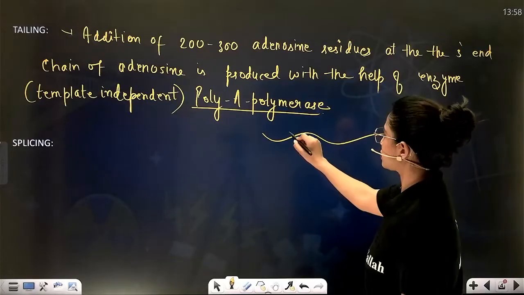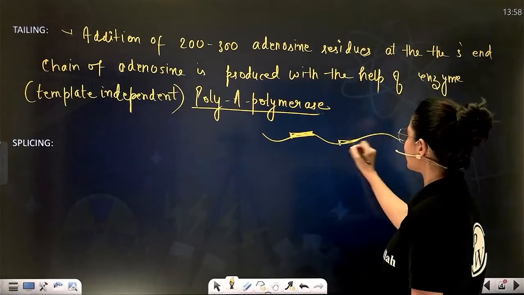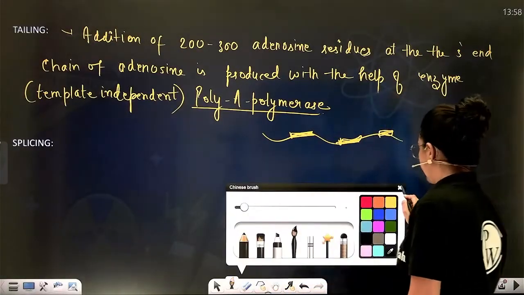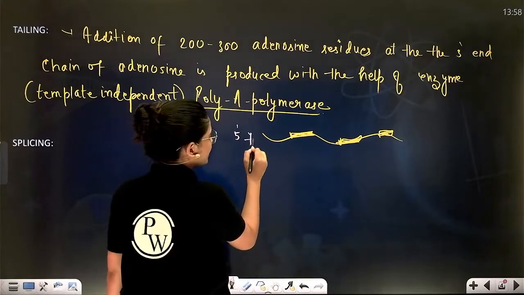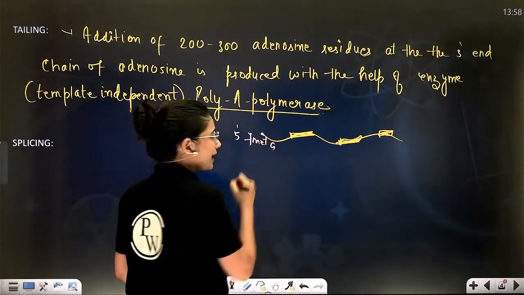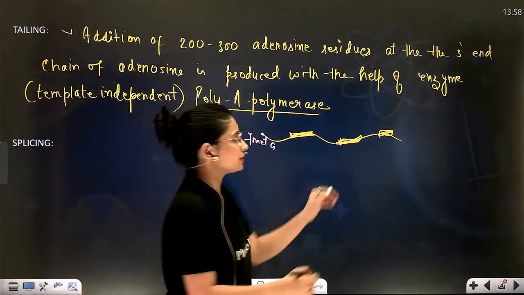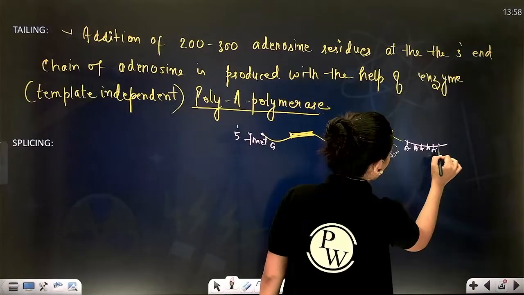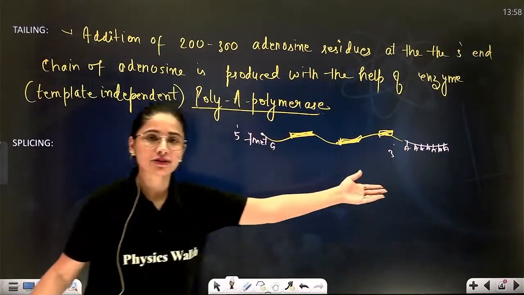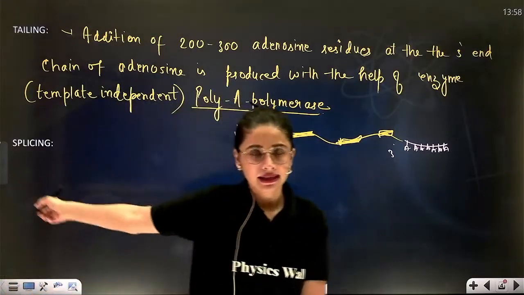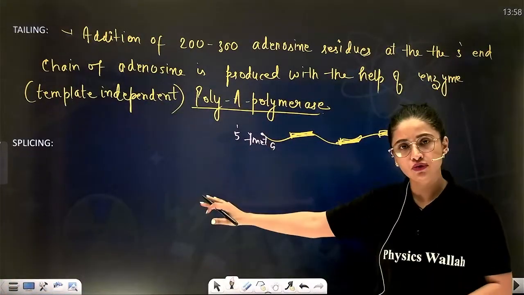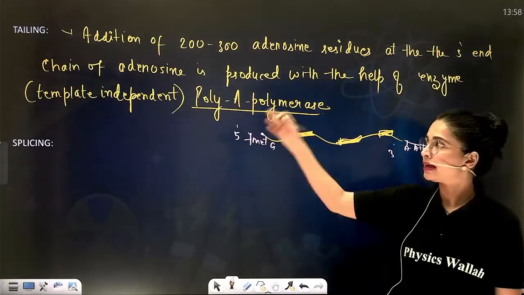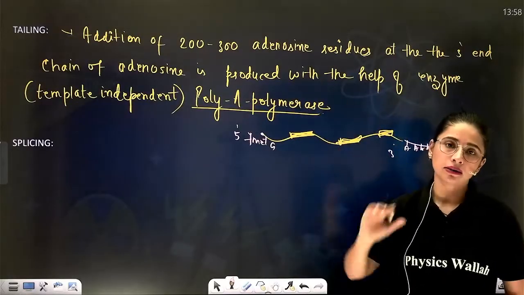Right? So now what is the condition after tailing? Suppose this is my hnRNA. Why? Because exons and introns are still present on the RNA together. Now in the beginning, on the 5' end, we have added 7-methyl guanosine for correct beginning of the translation, and now at the 3' end we have added a chain of a number of adenosine residues. This is known as polyadenylation. Capping is done, addition of 7-methyl guanosine, and at last a polyadenyl chain is added on the 3' end, which is polyadenylation or tailing.